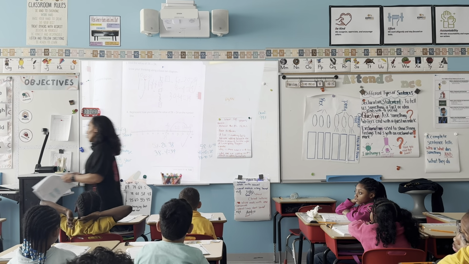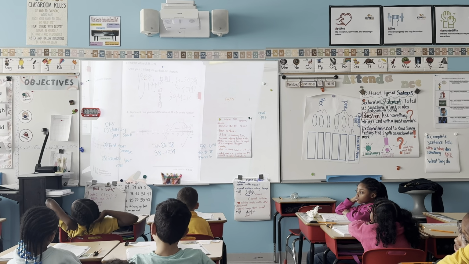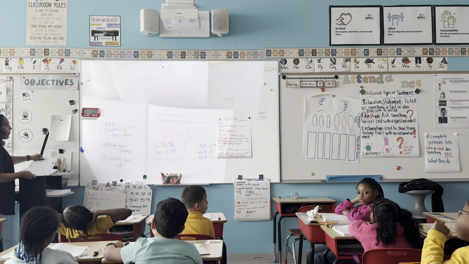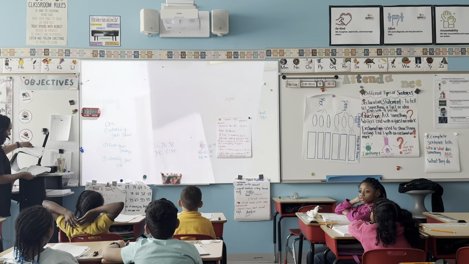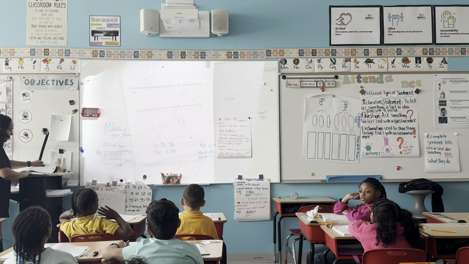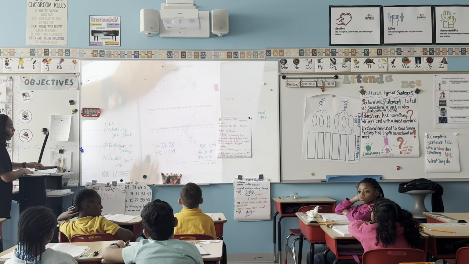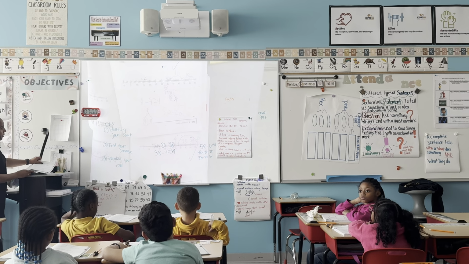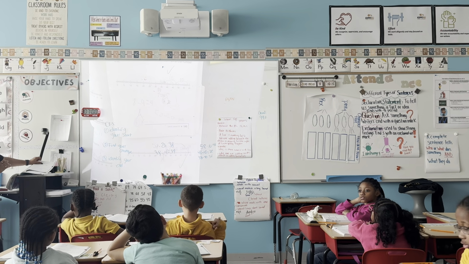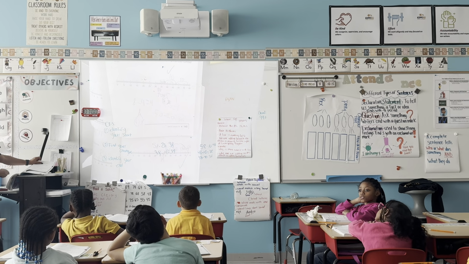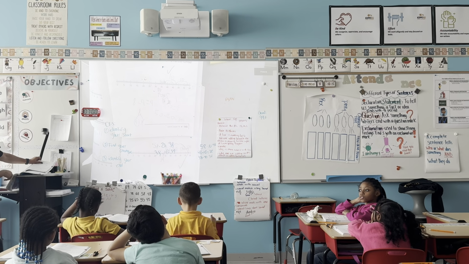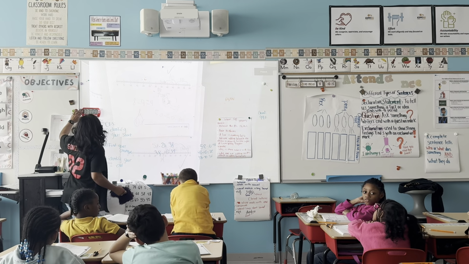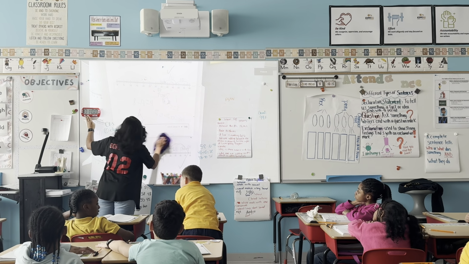So I want us to look at these two strategies. And I want you to turn and talk and tell your partner what is the same and what is different about the two different ways that these two friends represented the equation on the number line. Okay, hold on. I'm trying to get it up here. There you go. I'm going to give you a minute to turn and talk and tell your friends what is the same and what is different. Go.